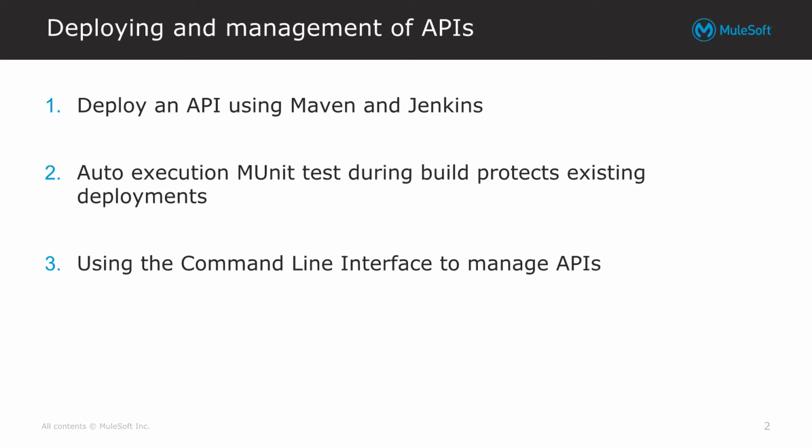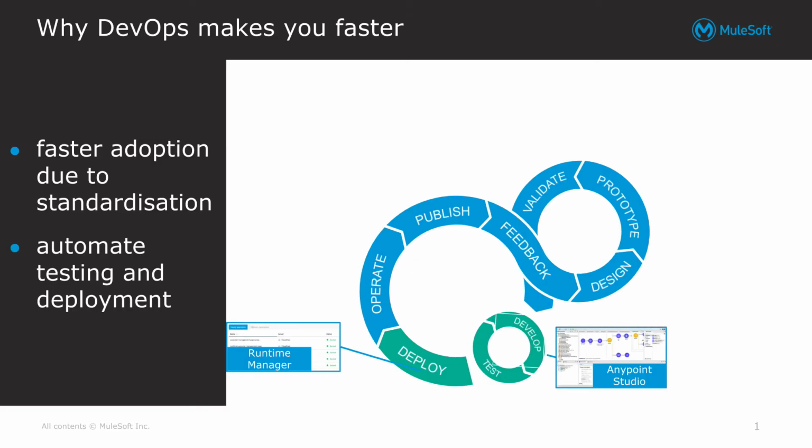You've seen how easy it is to deploy an API onto MuleSoft's Anypoint platform using DevOps tooling. You've also seen how we can protect existing deployments by auto-execution of tests at build time, and also how we can deploy an API using the command line interface. MuleSoft's Anypoint platform's design enables you to use standard tooling across the enterprise, supporting faster adoption. The automatic deployment and testing framework drives faster deployment without impacting quality, and that is why Anypoint platform with DevOps makes you faster.